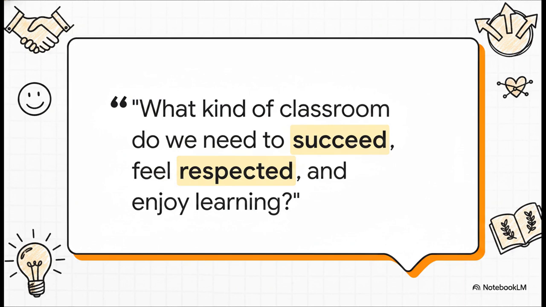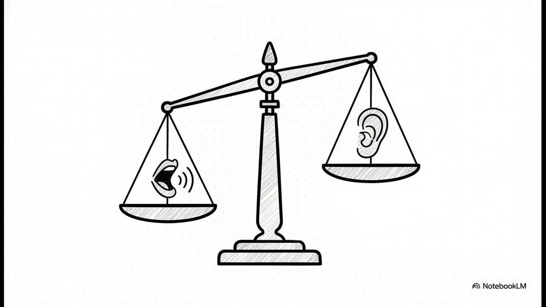Step 1 is all about setting the right tone. You kick things off with a big, positive question like this one. See, this isn't about making a list of things students can't do. It's about creating a shared vision for the kind of place where everyone can actually succeed and feel good about being there.